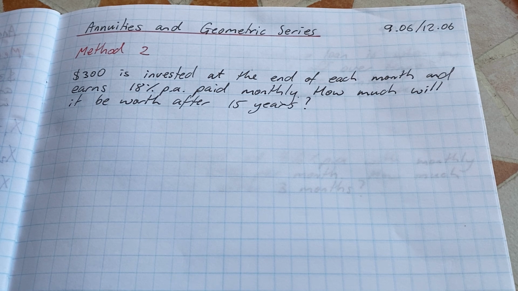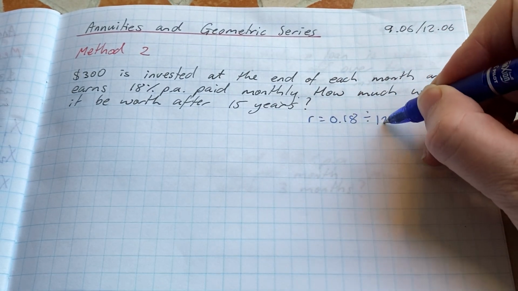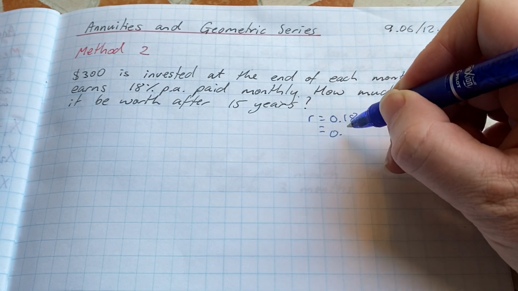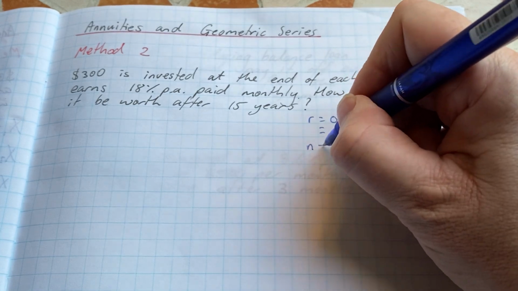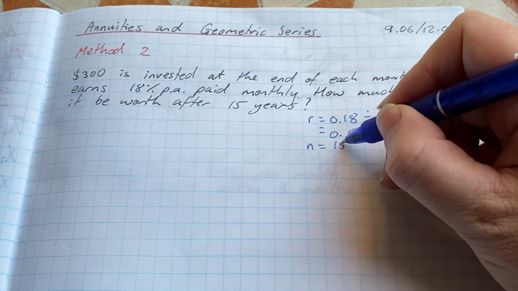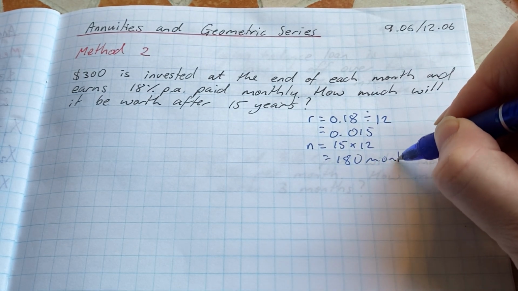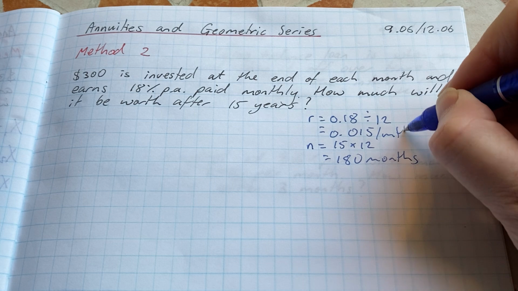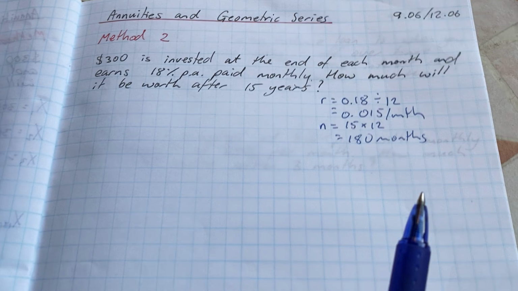So I'm doing the exact same question. $300 is invested at the end of each month and earns 18% per annum, paid monthly. How much will it be worth at the end of 15 years? So again, our r is that 18% divided by 12, being 0.015. And our n, it's 15 years, so 15 lots of 12, which is 180 months. And that's per month. So these are both months because everything has been asked about months.